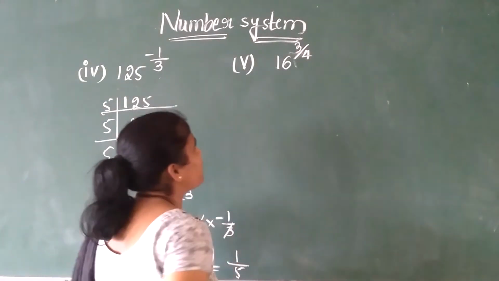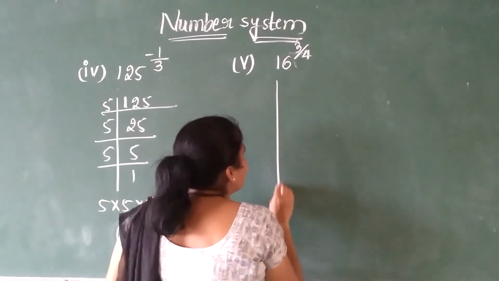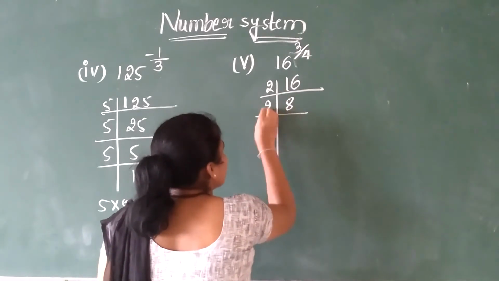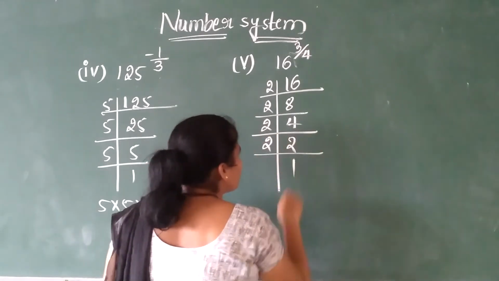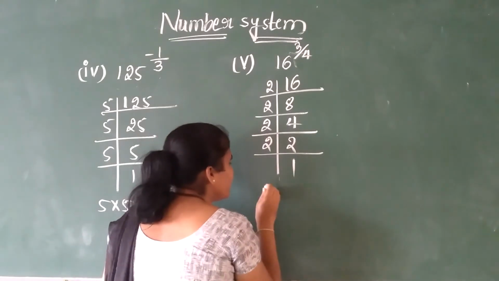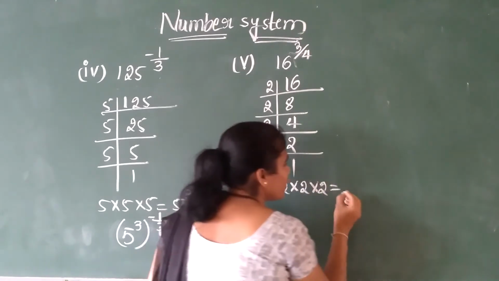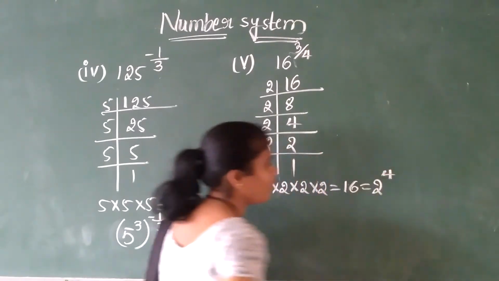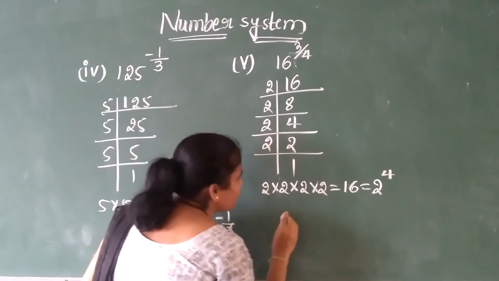Next is the fifth one, that is 16 to the power 3 by 4. Take the LCM of 16. 2 8s are 16. Next 2 4s are 8. 2 2s are 4. 2 1s are 2. So we have multiplied 2 four times. So you will get 2 into 2 into 2 into 2, that makes 16. It is nothing but 2 to the power 4.